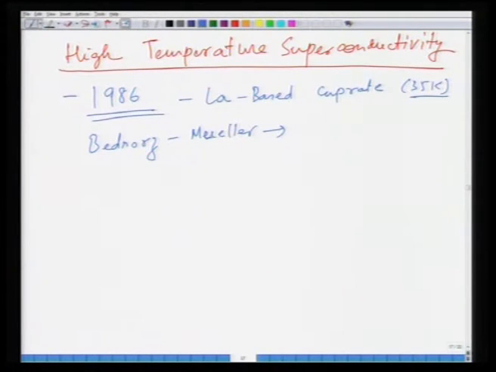for which Bednorz and Muller won the Nobel Prize in Physics in 1987. This was just a year after their discovery, one of the quickest Nobel Prizes ever given. And this created a lot of vibrations, a flurry of research activity in superconductivity, especially high temperature superconductivity, because before this, superconductivity was limited to elemental metals and alloys.